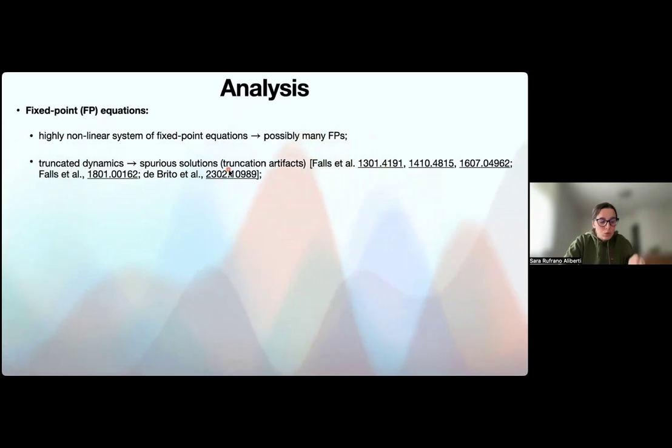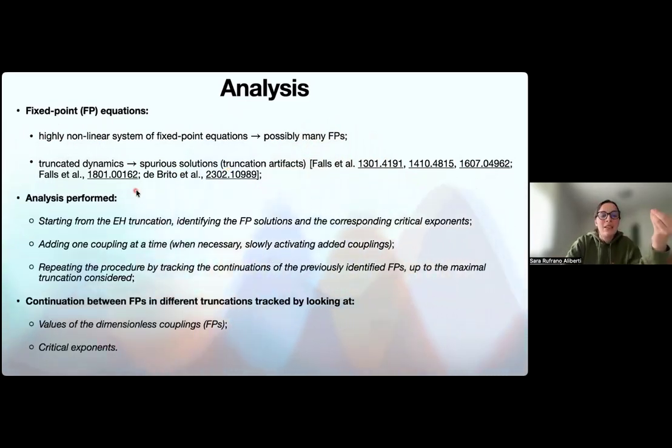So in order to track the actual fixed point solutions, we performed the analysis starting from the Einstein-Hilbert truncation and solving for this first truncation the fixed point equations and getting the critical exponents. Then we added one coupling at a time, and when necessary, I'm going to show you when, we slowly activated the newly added coupling. And with the new truncation, we solved fixed point equations looking at the continuation of the fixed point obtained previously. And we did it up to the maximal truncation considered.